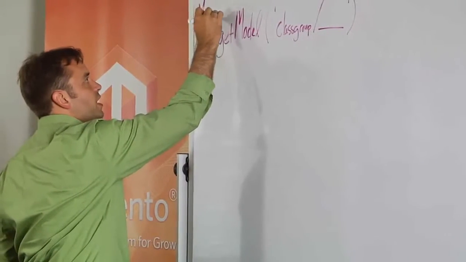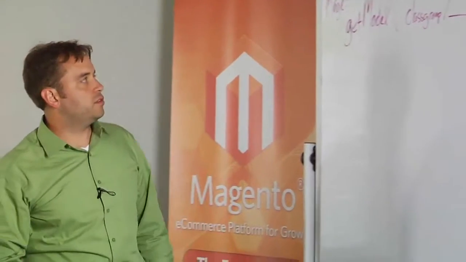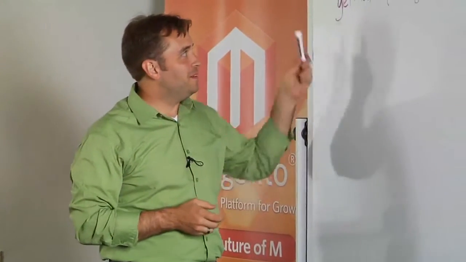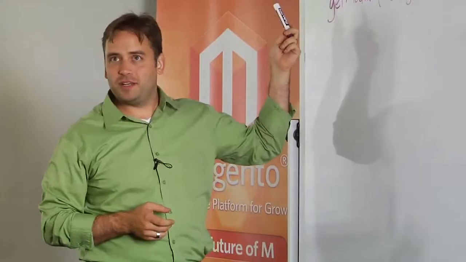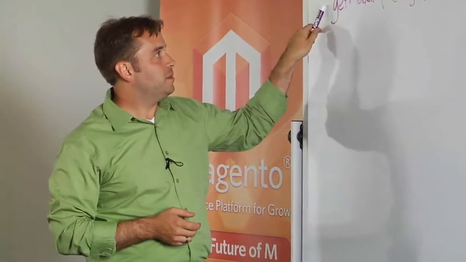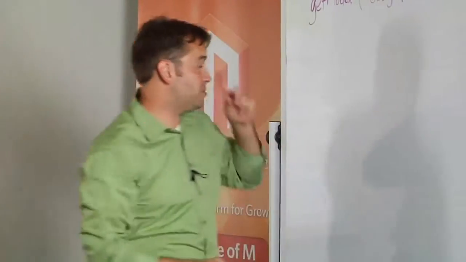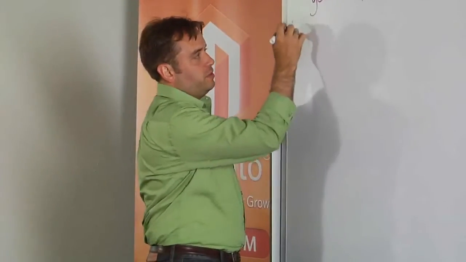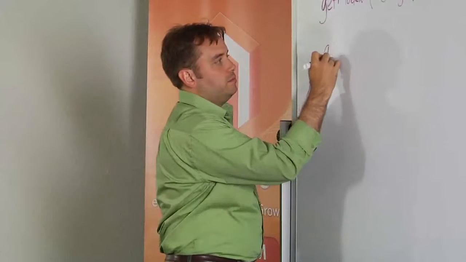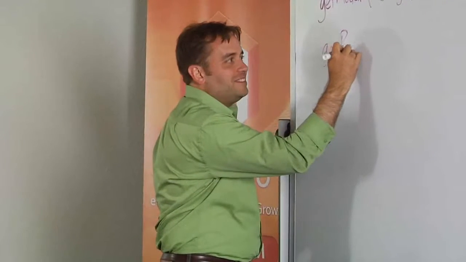So these are all static method calls, which is why we use the double colon. That's real PHP cocktail party stuff. Yeah, so double colon. Mage get model, class group. So that's model. Get resource model, same thing, Mage get resource model.